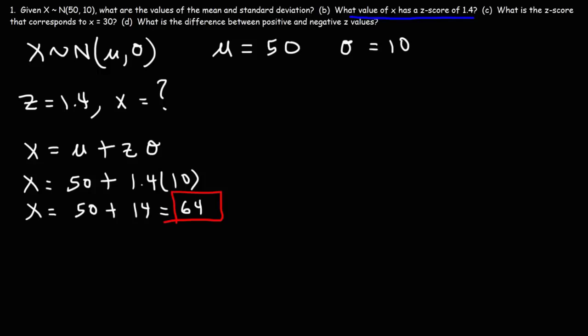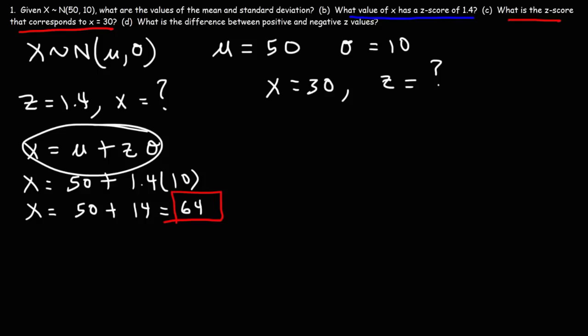Now what about part C? What is the z-score that corresponds to x equals 30? So if x is 30, what is z? Now we're going to use the rearranged form of that formula.